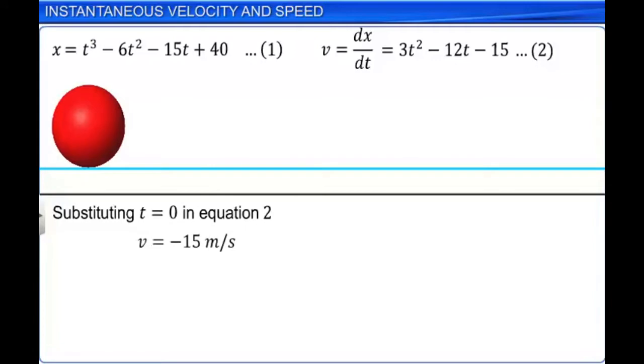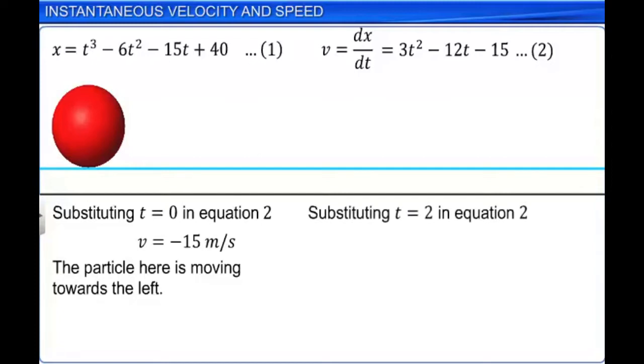At t = 2 seconds, we need to find the value of v. Substituting t = 2 in equation 2, v = 3 multiplied by 2 squared, minus 12 multiplied by 2, minus 15. 12 minus 24 minus 15. Minus 27 meters per second. The particle here is moving towards the left.